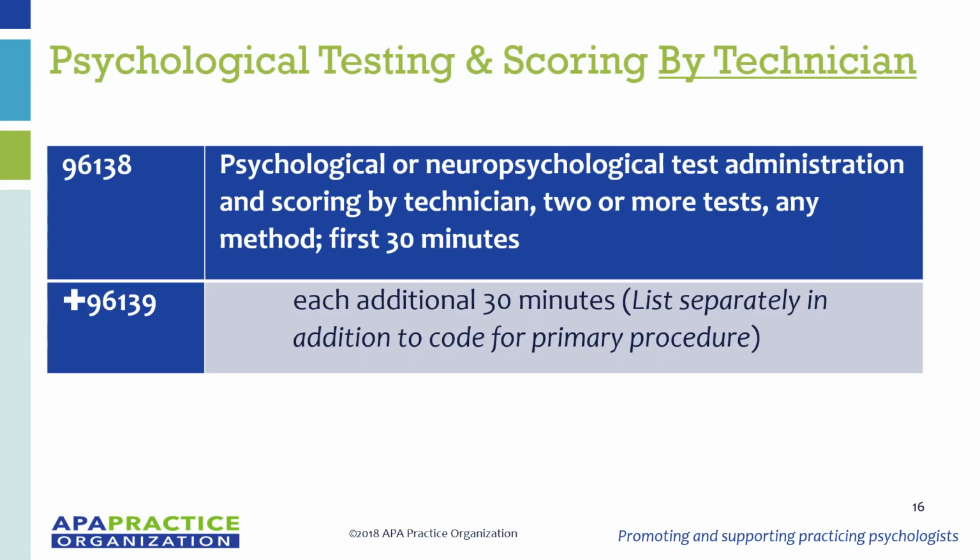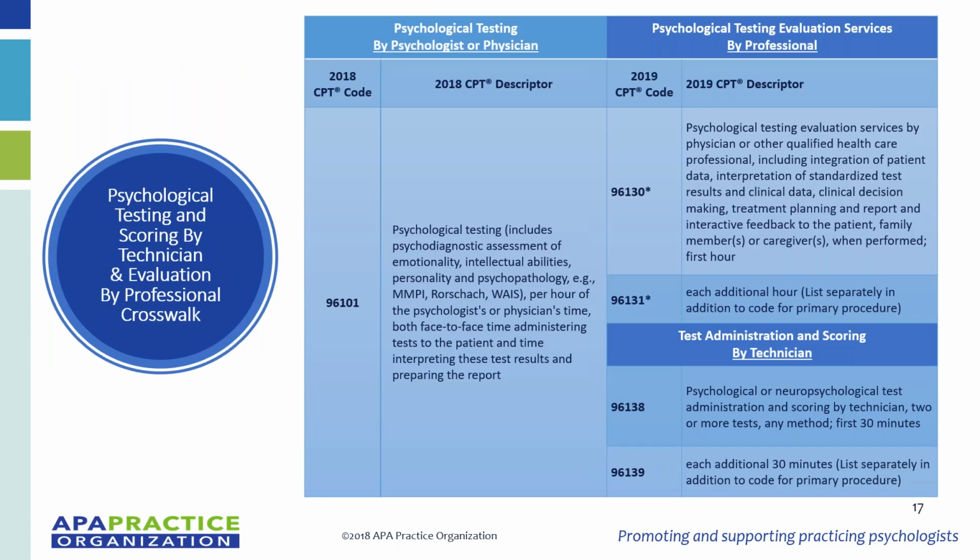And before we go on, a major difference is that in the old codes, technician scoring was not capturable as a billing activity. Now it is. Next slide. And here's that crosswalk. 96101 becomes split into your thinking code, your professional services code, 96130, and add-on 96131. And your test administration and scoring, if you use a technician, you will be using 96138 and 96139, base plus add-on.